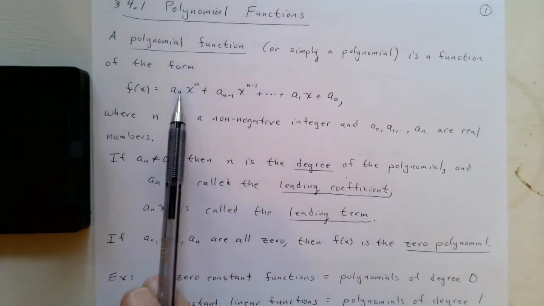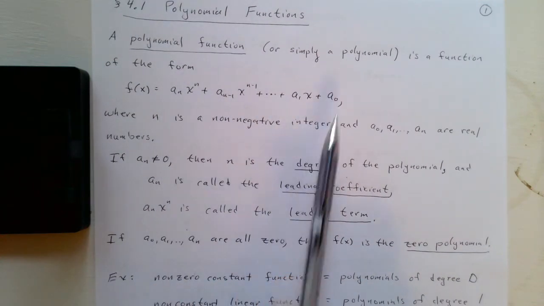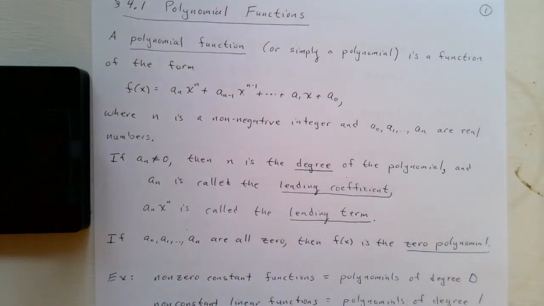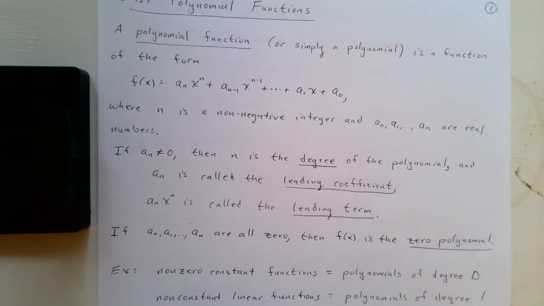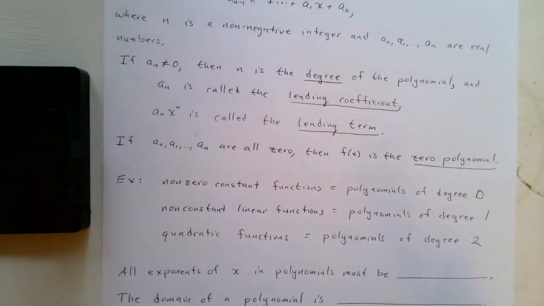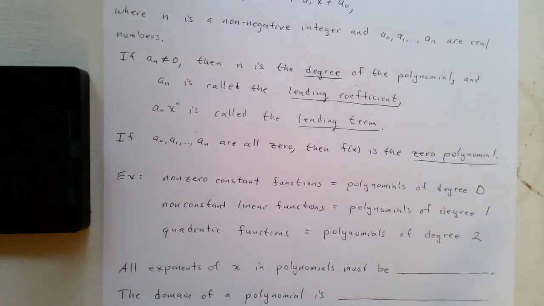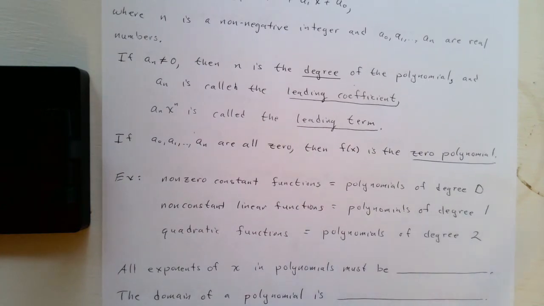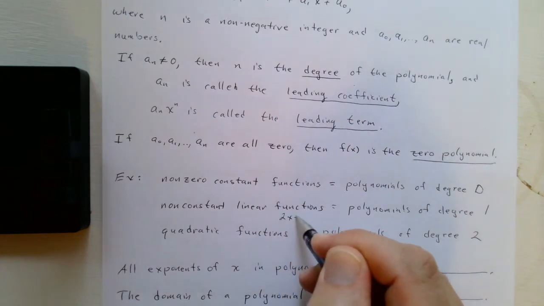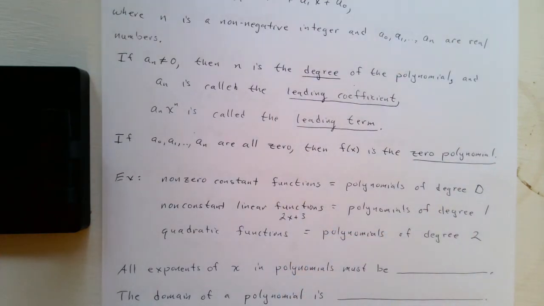If all the terms are 0, if all the coefficients are 0, then this is just called the zero polynomial, and we don't really give it a degree, or we say the degree is negative infinity. As a specific case, we see that non-zero constant functions are polynomials of degree 0. Non-constant linear functions are polynomials of degree 1, because for example, 2x plus 3, that's certainly a linear function. We can also see it's a polynomial where a sub 1 is 2 and a sub 0 is 3.